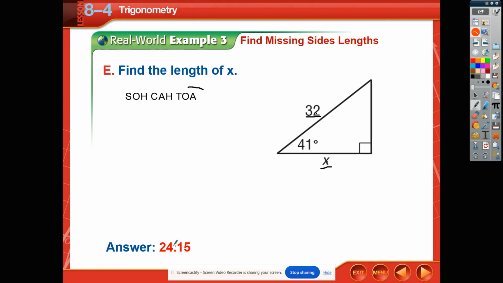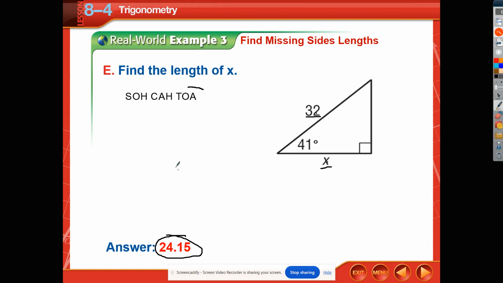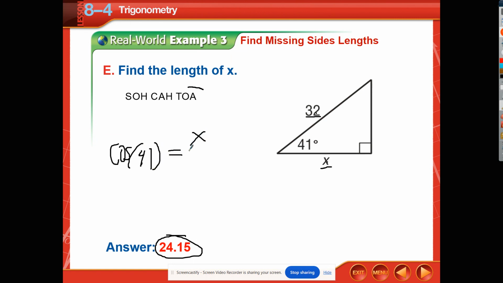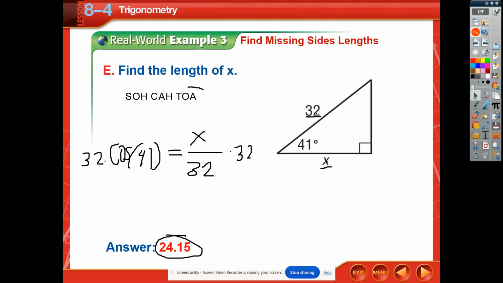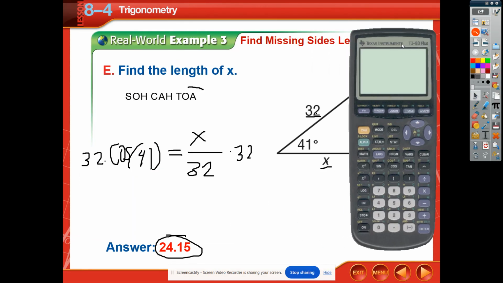So the way we're going to set this up, I know you can see your answer down here already, is we're going to say the cosine of my angle, and my angle in this case is 41, is equal to the adjacent side over the hypotenuse side. So we would just solve this for x. This is very easy to solve for x. All you got to do is multiply both sides by 32. And so my answer will be 32 times the cosine of 41. And so you're going to need your calculator for that.